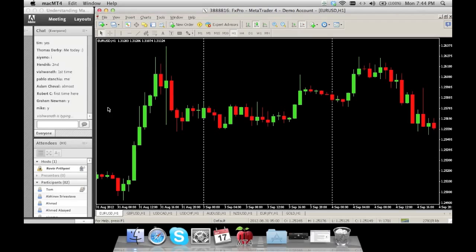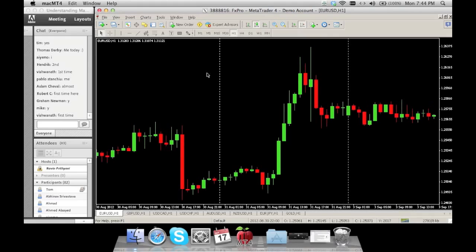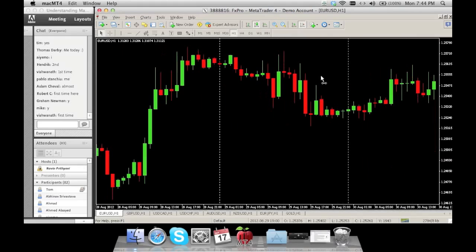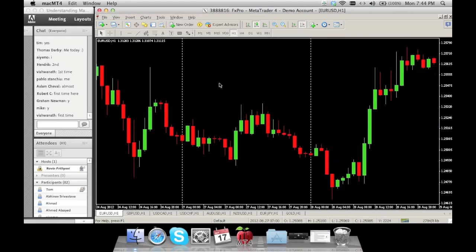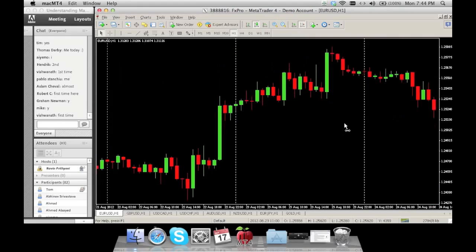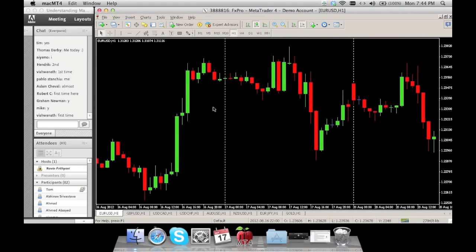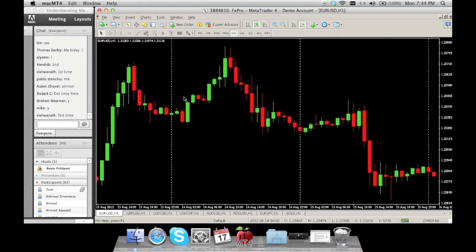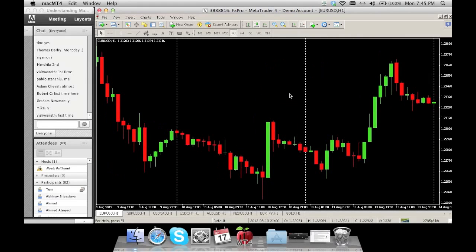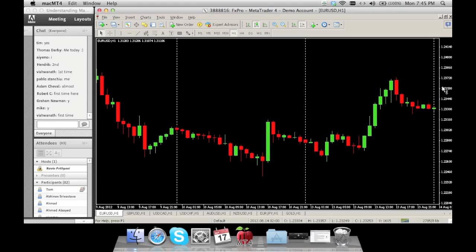So one of my favorite patterns is an exhaustion pattern. Let me show you a clear example of what an exhaustion pattern looks like, and we'll take it from there. Now, this candlestick pattern here is what we call an exhaustion.